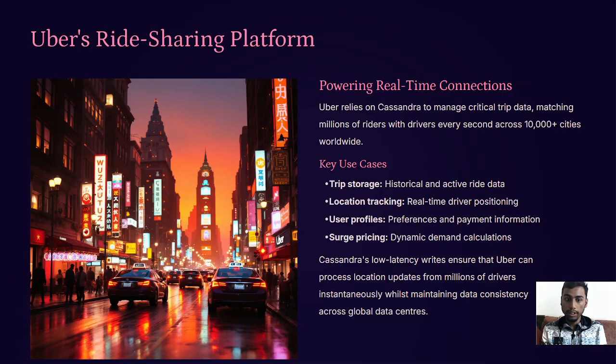In Uber, we see that it's a taxi service. Uber relies on Cassandra to manage critical trip data and traffic management. If this route has a lot of traffic, we prefer another route and go that way, so we save our time. It also saves time.